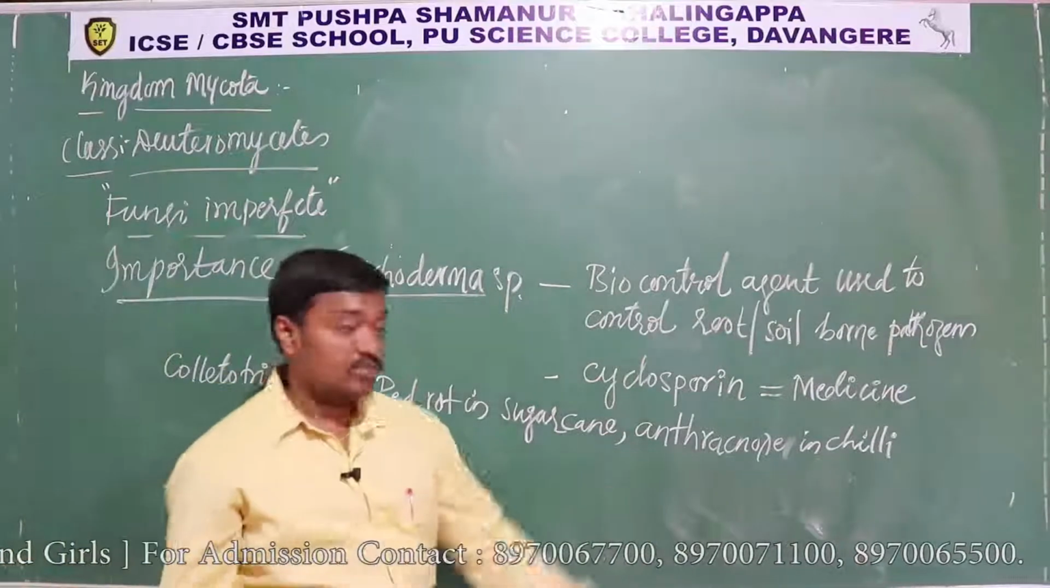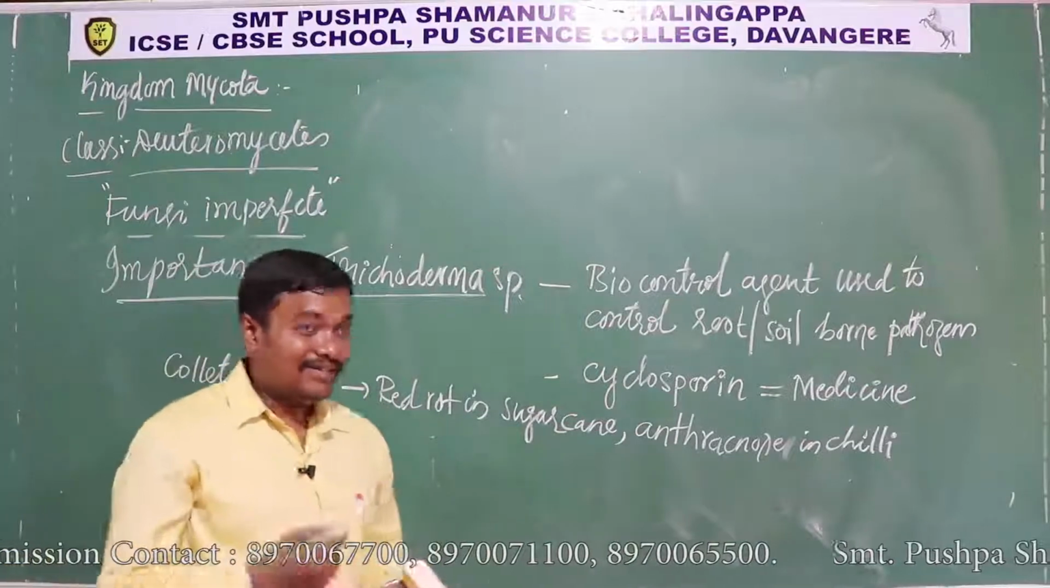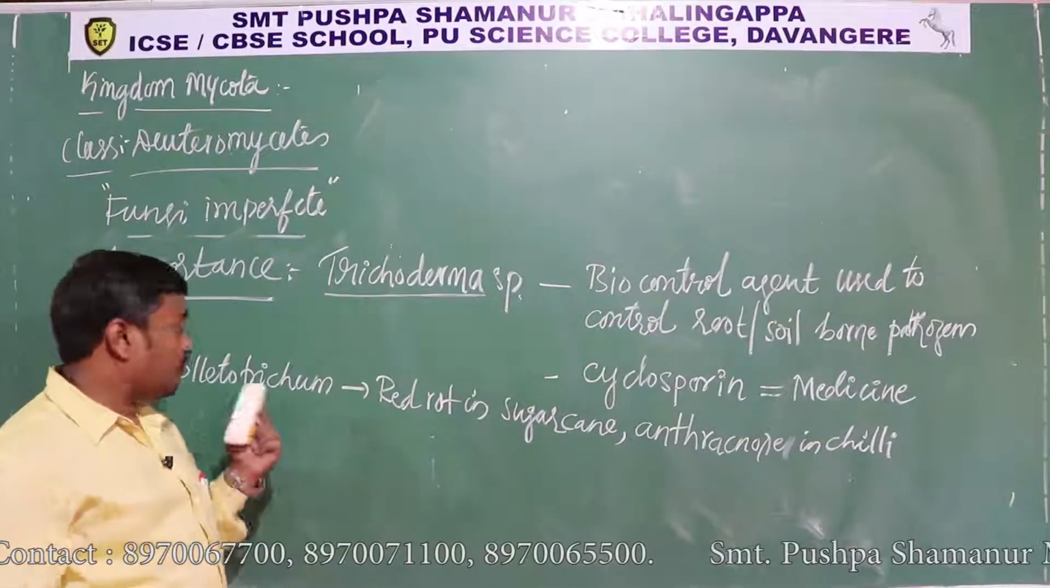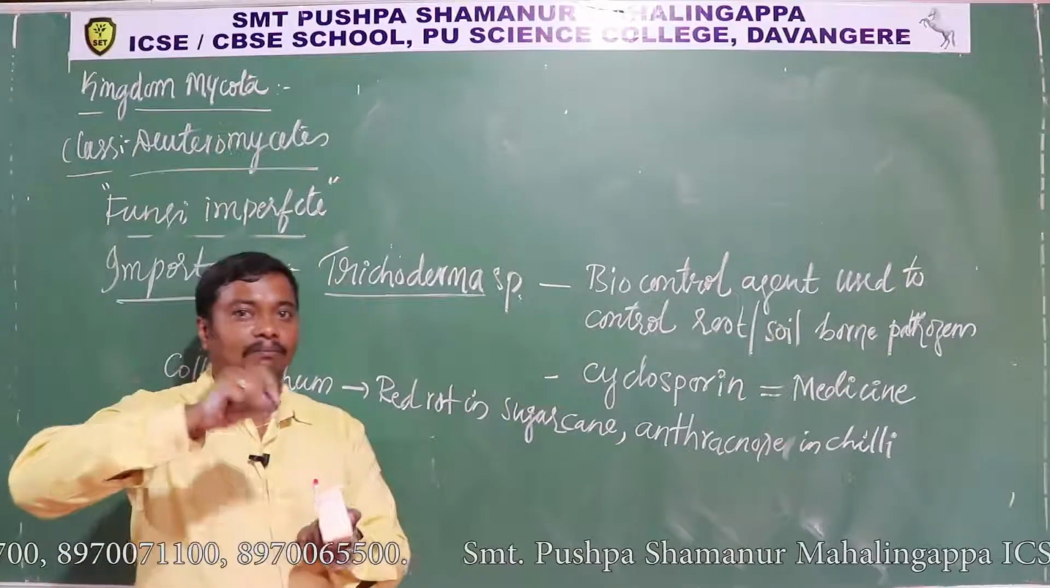That is called anthracnose disease that is caused by this Colletotrichum. And one more important and interesting fact about this Colletotrichum is ripened banana. That ripened banana becomes black colored spots.